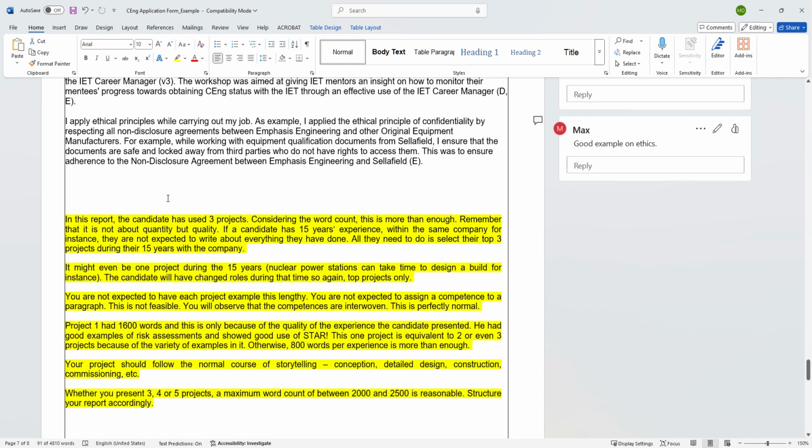So that's what we have for how to prepare your reports. Contact us if you need support in this regard, and we'll help you produce your report.